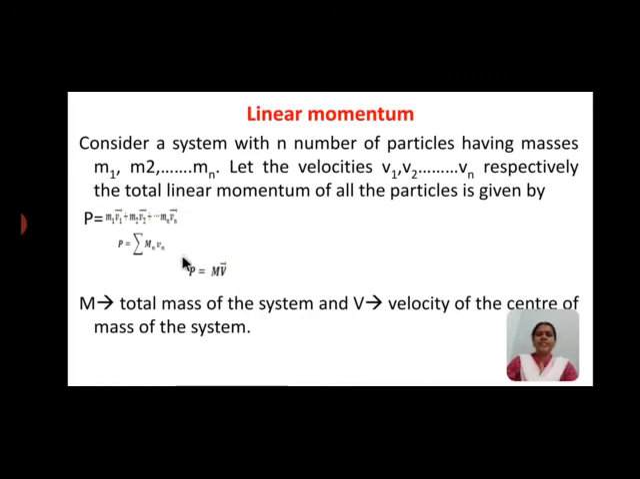Let us consider a system with n number of particles having masses m1, m2, up to mn, and velocities v1, v2, up to vn respectively. So now we are considering the system where n particles are there, whose masses and velocities are represented by these terms. Then how will we write the total linear momentum of all the particles? I am talking here about all the particles. How will we write it now?